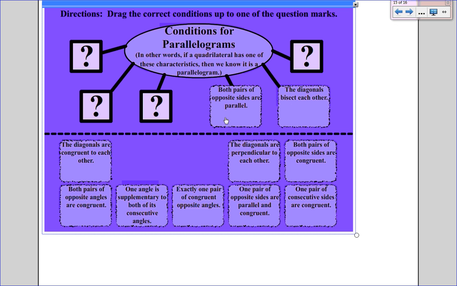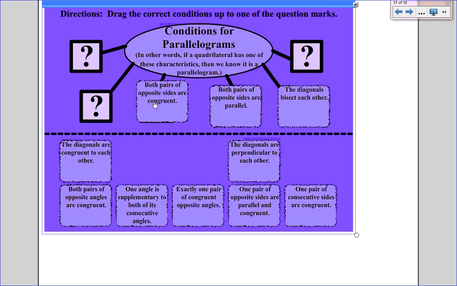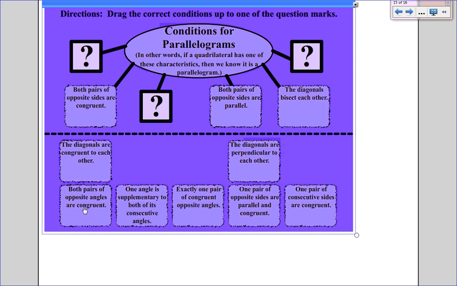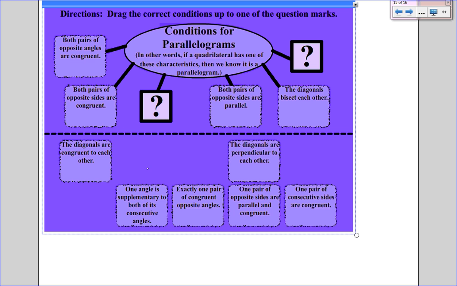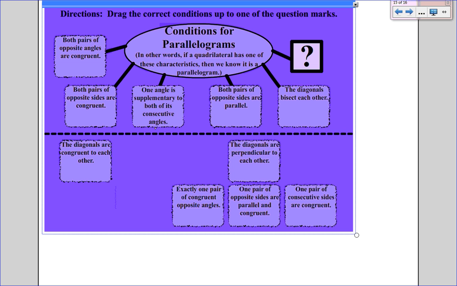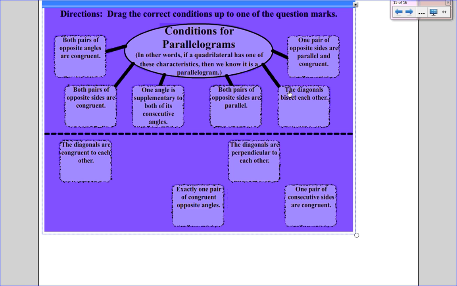Both pairs of opposite sides are parallel. That's true. Diagonals being perpendicular, nope, that's not something we learned about. But opposite sides being congruent was. Opposite angles being congruent also. One angle is supplementary to both of its consecutive angles. That would also be one thing that we learned because consecutive angles are supplementary. Exactly one pair of congruent opposite angles? No, there are two pairs. One pair of opposite sides are parallel and congruent. We didn't talk about that one, but that one actually is a property.